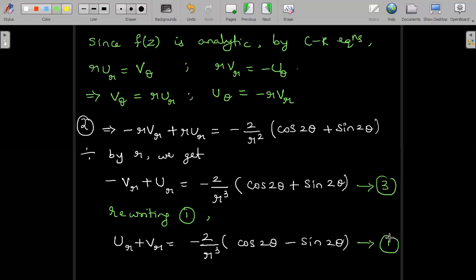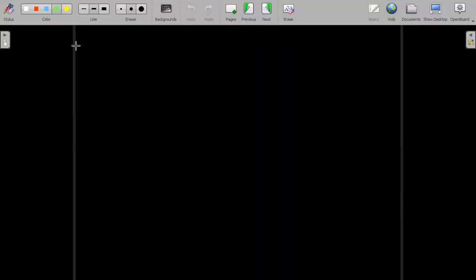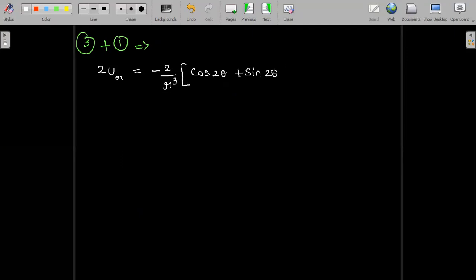Now like the previous problem, we will first add equations 1 and 3 and then later subtract equation 3 and 1. Okay, so it is first adding 3 and 1. So equation 3 plus 1 implies 2 ur is equal to minus 2 by r cube, which was common in both the terms. I will keep it as it is. And we have equation 3 which is cos 2 theta plus sin 2 theta, and then we have cos 2 theta minus sin 2 theta.